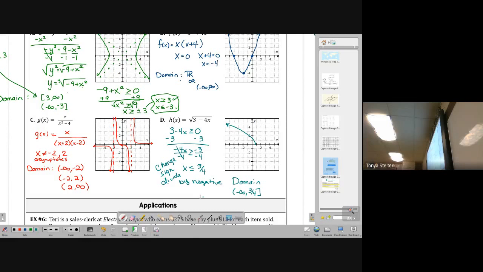Like on an SAT test, they will specify, explain the domain using inequalities or by using interval notation. So then you would have to adjust your answer for whatever they ask for. And then we have 2 application problems, which are pretty simple.